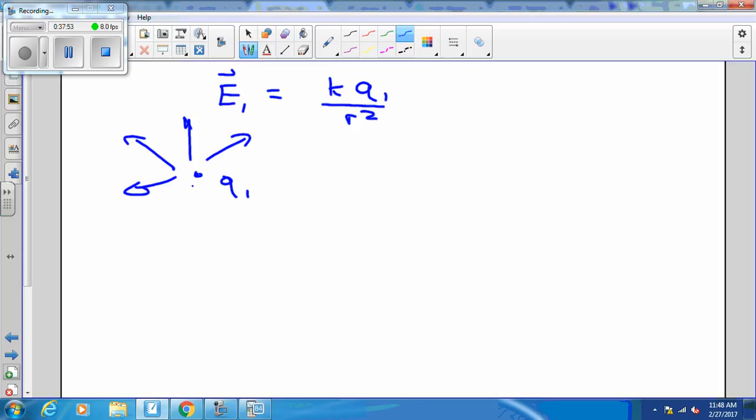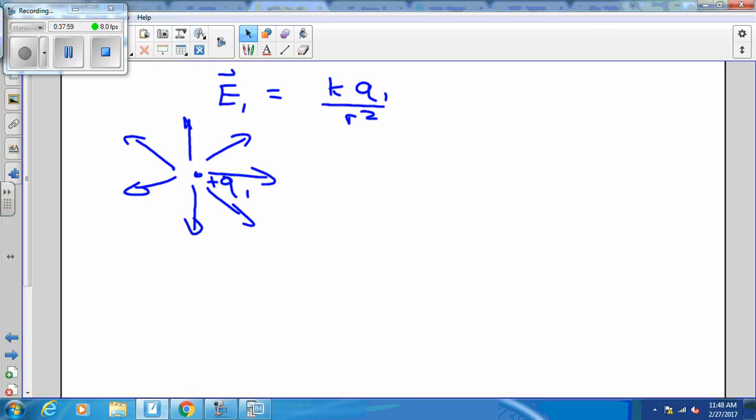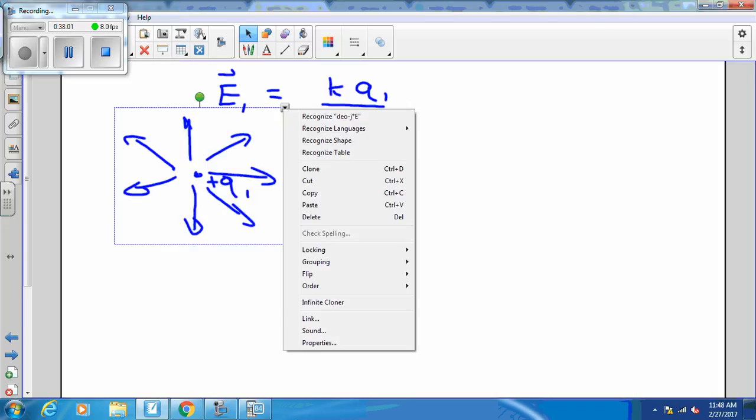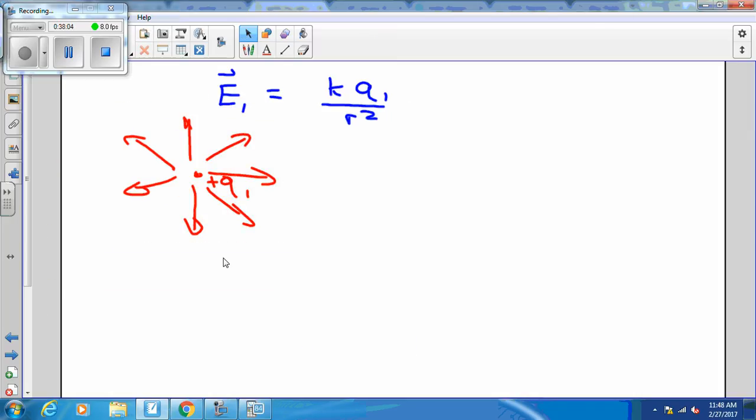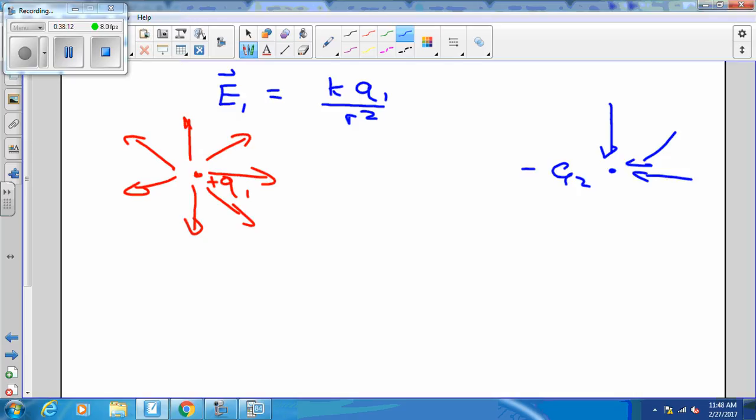And if my charge is positive, then that field is going to be outgoing. Let me make this red for positive charge. And if my charge happens to be negative, then that field will be inbound. Like so.